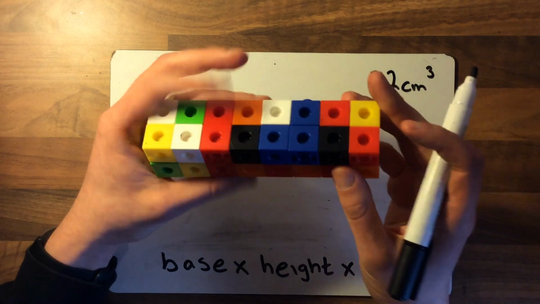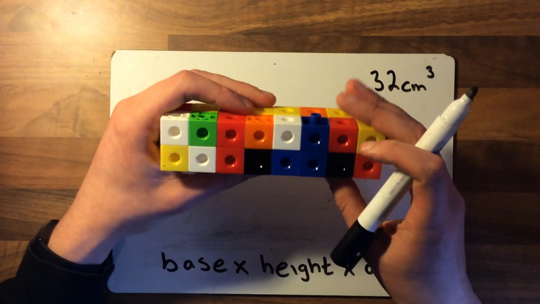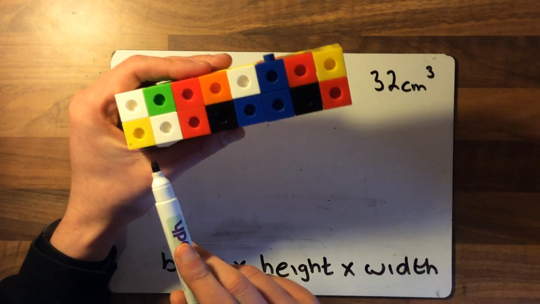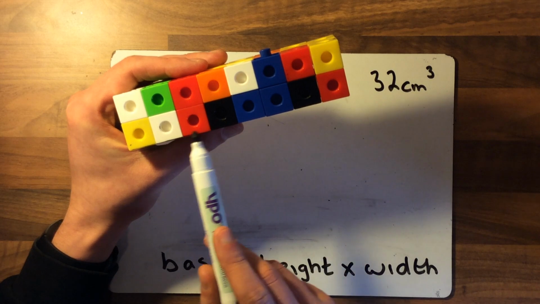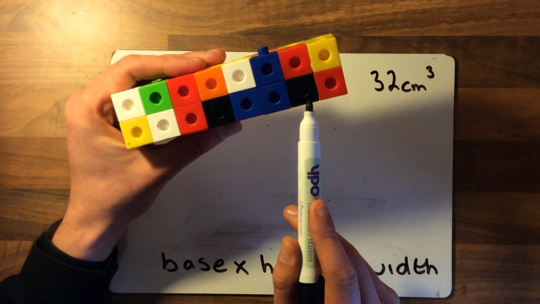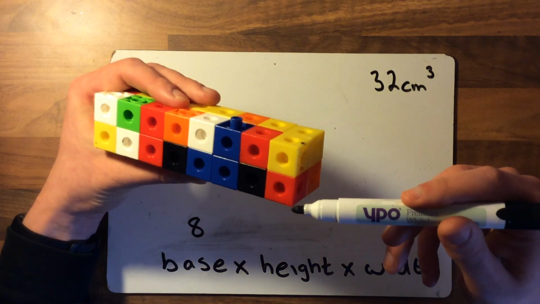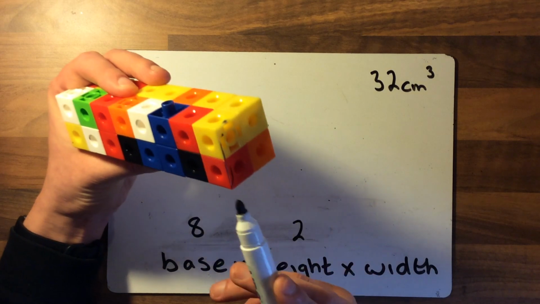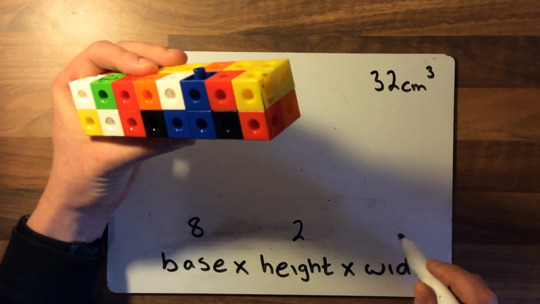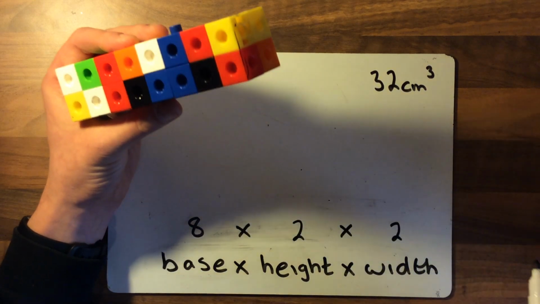Now, quite lucky though, I can pick this up. If you couldn't do that, if you just had this drawn out like the ones we're going to look at in a minute, we'd have to use the formula. So we need to see how many across this is, which is 1, 2, 3, 4, 5, 6, 7, 8. So the base is 8. The height is 1, 2. And the width going back is 1, 2 as well. So it's 8 times by 2 times by 2.